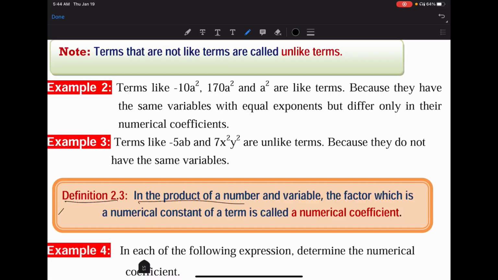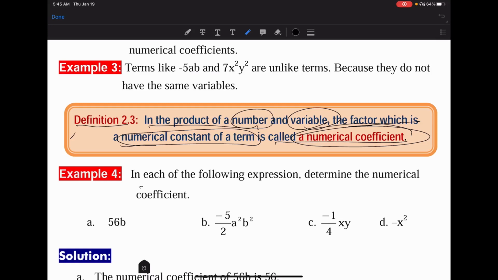Even if the factor in the product of a number and a variable, the factor which is a numerical constant of a term, is called a numerical coefficient. Let's take an example. In each of the following expressions, determine the numerical coefficient.